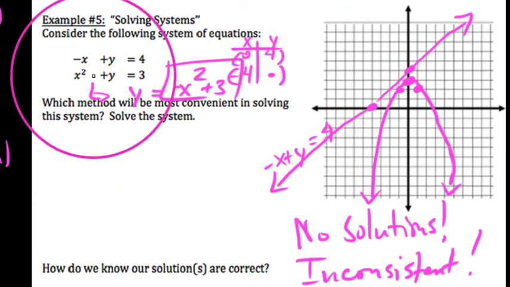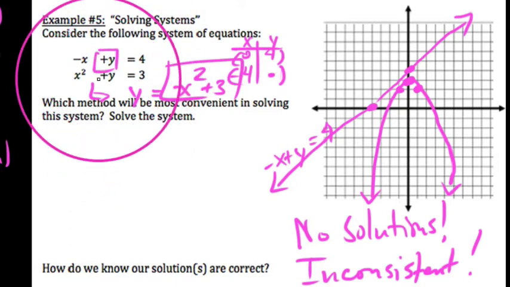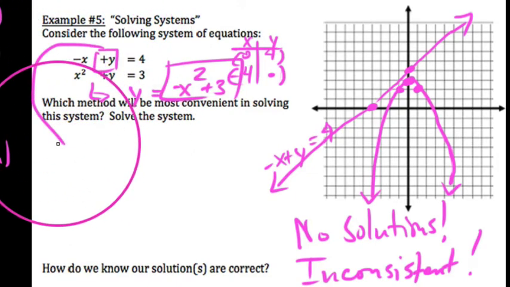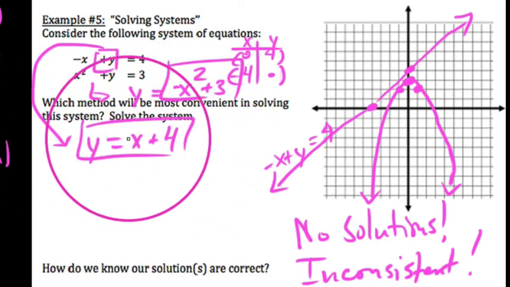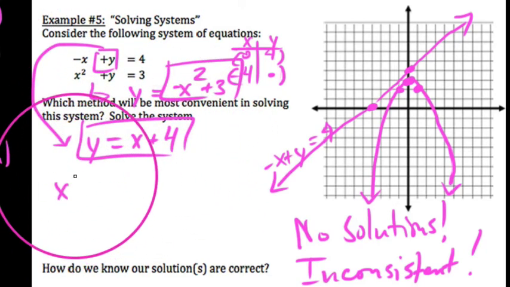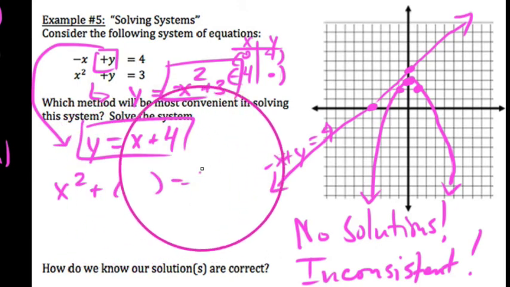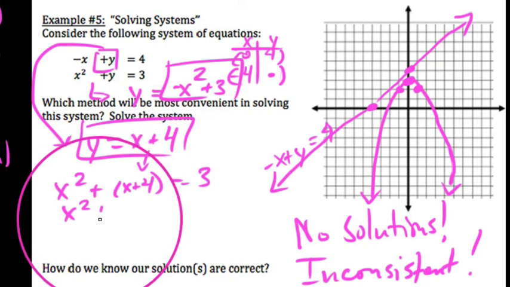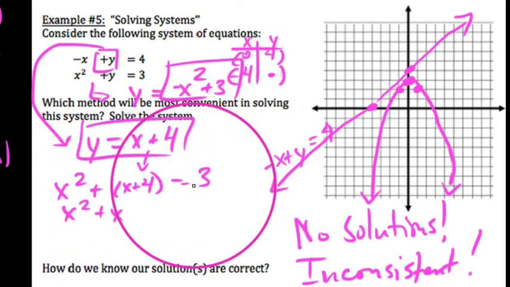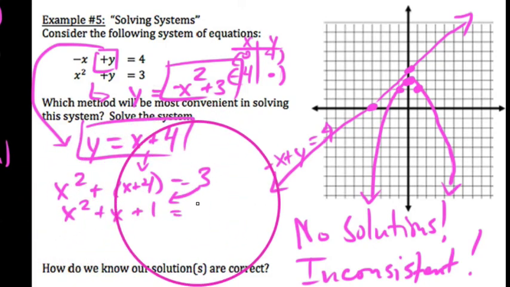How does this give me no solutions? Let's go ahead and use the substitution method again and get y by itself. So this equation would produce y equals x plus 4. We can substitute this into the other equation, so we get x squared plus y equals 3, where we're going to plug in this expression x plus 4. And then setting everything equal to 0, x squared plus x, if we bring this 3 back over, we get plus 1 equals 0.